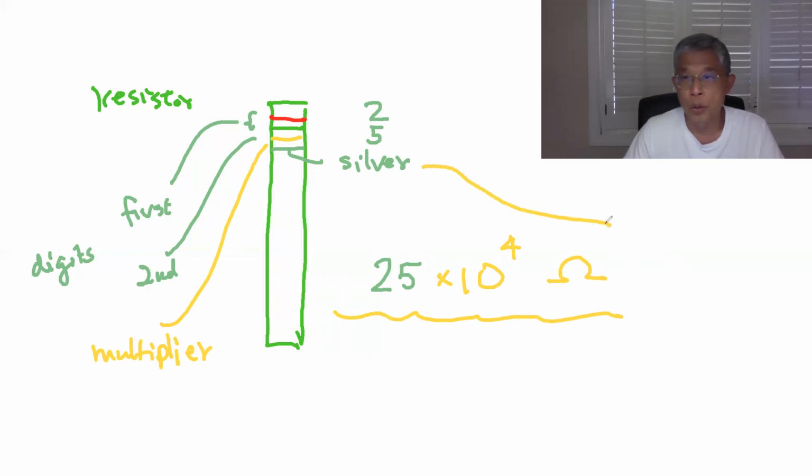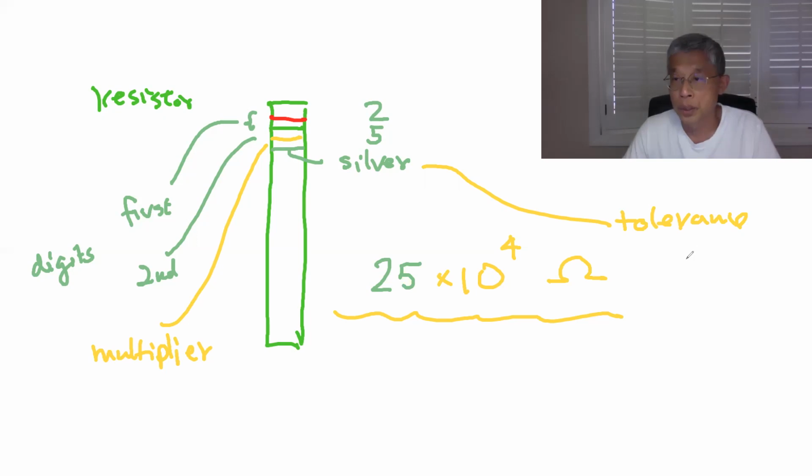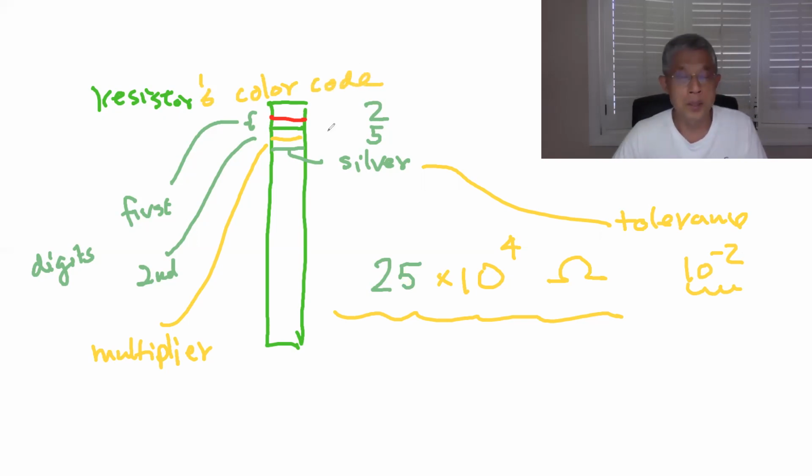And silver is the tolerance of the resistor. Silver is -2, so this is 10 to the -2. It's your tolerance, meaning how precise your resistance is. So that's the resistor color code. That's how you tell the resistor, or resistance value. So that's all we have today, and have a good one.